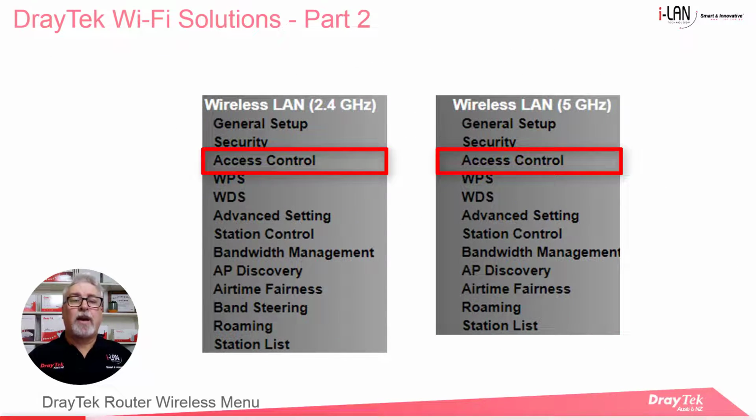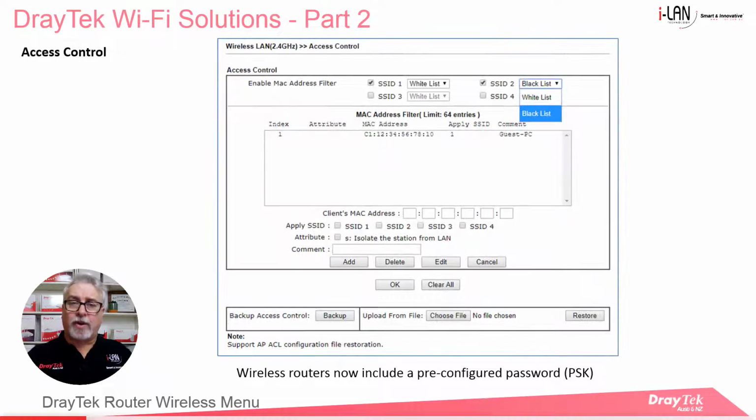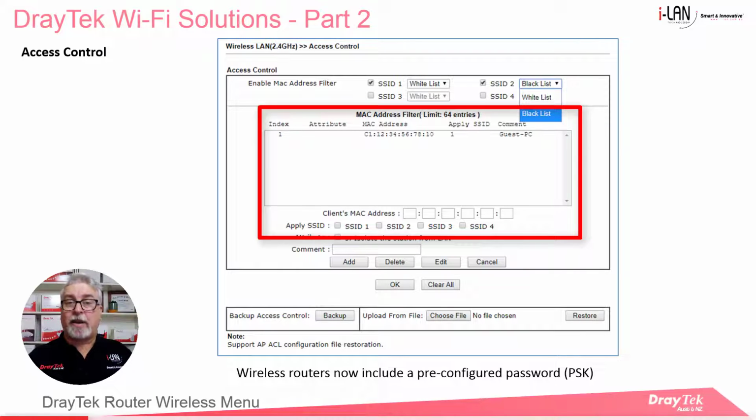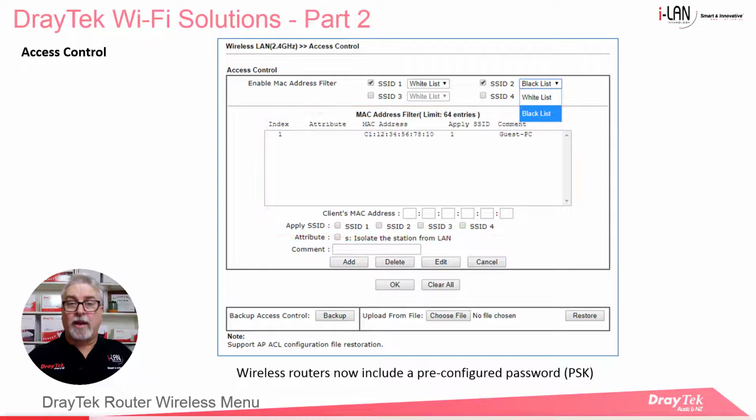Access control. Access control is used to restrict wireless access for certain wireless clients based on their MAC addresses, which can be entered into a black or white list. The black list will block Wi-Fi clients with a matching MAC address, while those in the white list will be permitted to connect. This can be configured for each SSID.